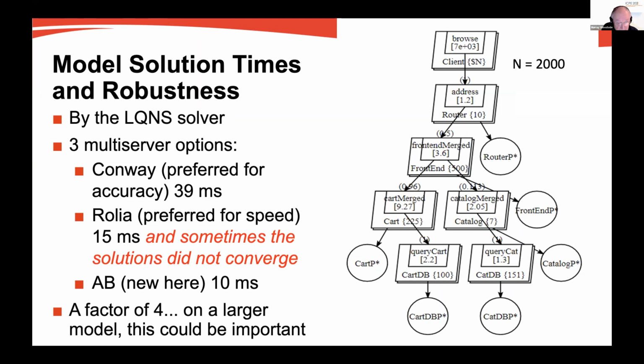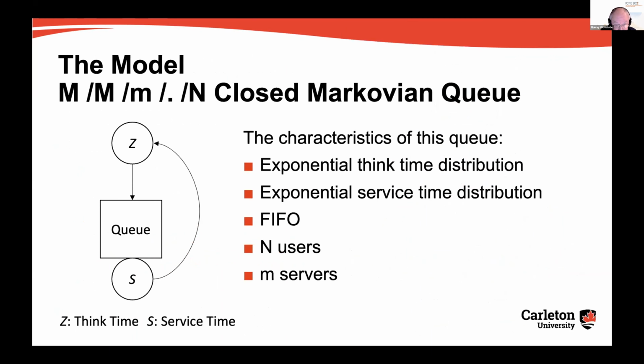Rolia has a bigger problem. It's been very satisfactory for speed, it's adequate for speed, but it sometimes, in fact fairly often, doesn't converge. And that means we don't have a solution, or not a very accurate solution, if it doesn't converge. So the factor of 4 could be important, and the convergence is very important. Next, I think now with CU, we'll talk about the AB approximation.